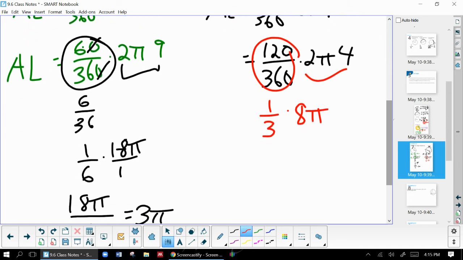Now, nothing simplifies there, but I can just multiply straight across. 1 times 8 pi is 8 pi. 3 times 1 is 3. And that's my arc length in terms of pi. We'll be leaving all of our answers in terms of pi.